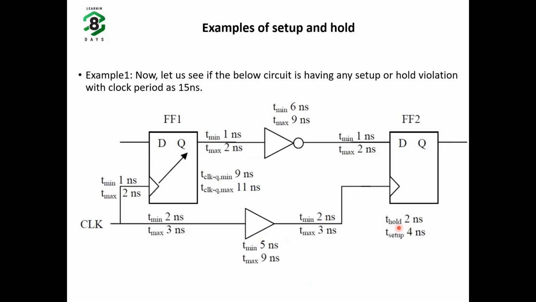Importantly, we have the hold requirement of flip-flop 2 as 2 ns and setup requirement as 4 ns, which means before the clock arrives at this point, we want the data to be stabilized at this point 4 ns before. Correct? And after the clock has arrived here, we want the data to be stable for 2 ns. Right? In those 2 ns, we don't want the second launched data to come here and corrupt the existing data. Right? That is our understanding. Now let's go to the solution.